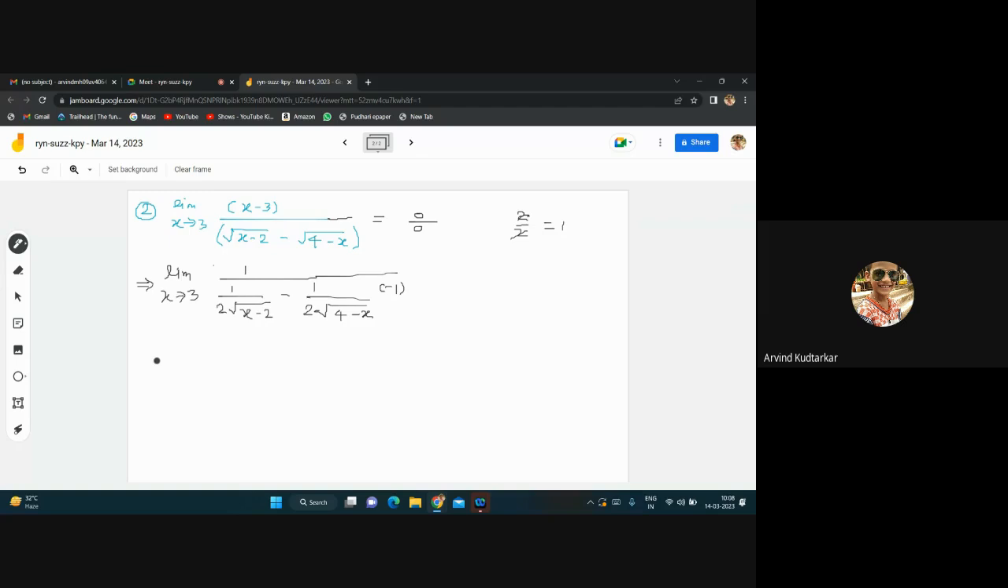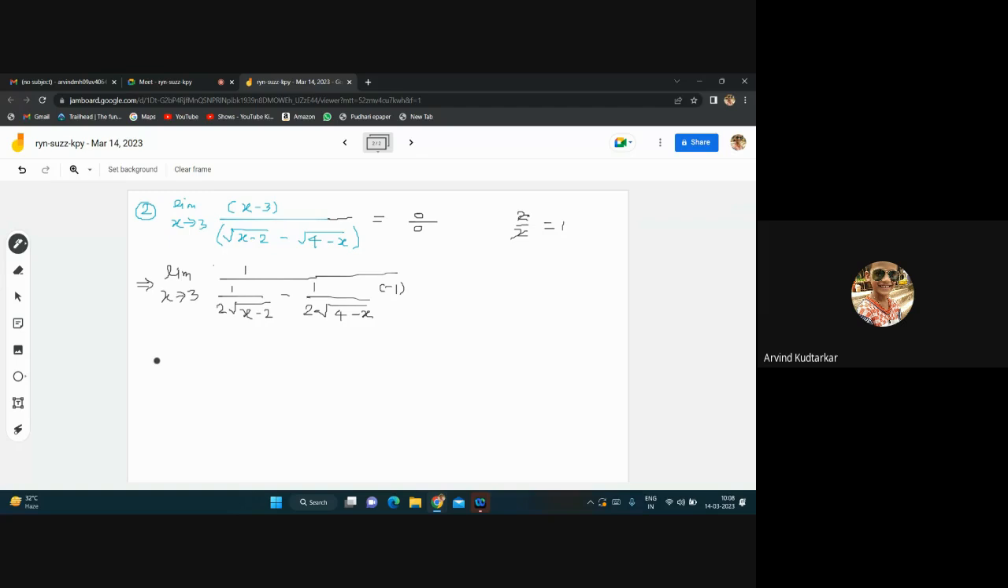Now in this case, minus into minus becomes plus. x is 3, 4 minus 3 is 1, so we get 1 by 2. And half plus half is 1. So the limit of the function as x tends to 3 is 1. The correct option is 1. So 1 is the finite limit of the function.